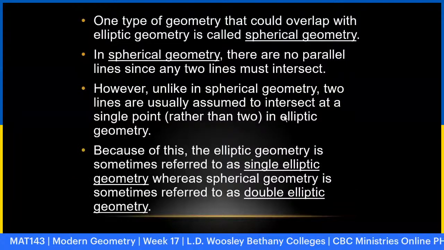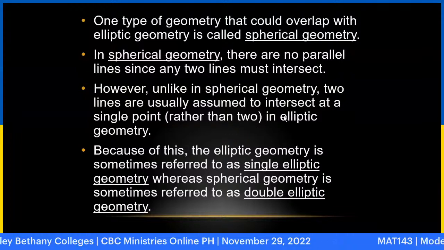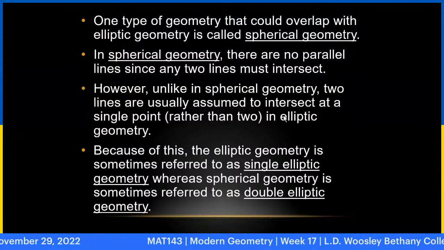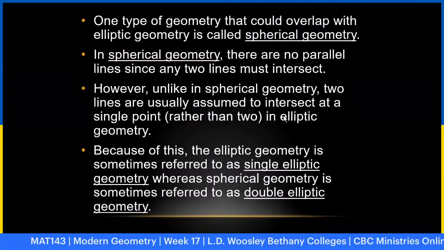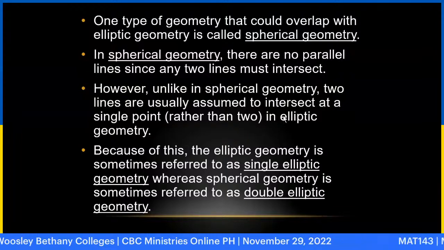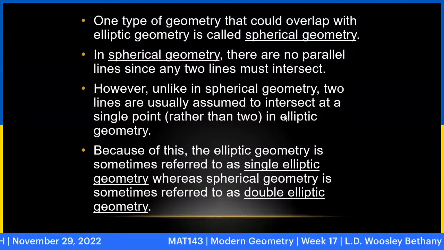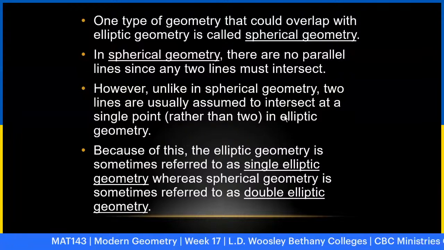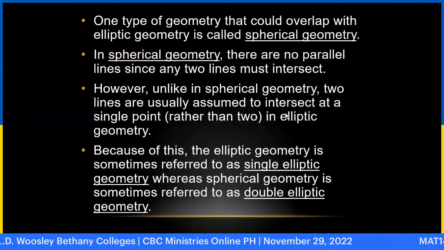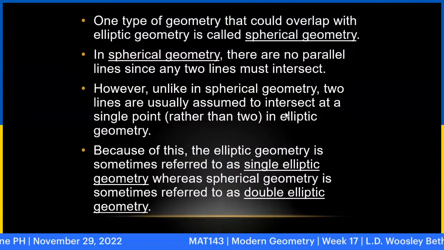One type of geometry that could be overlapped with elliptic is spherical. That's why sometimes they are interchangeable. In spherical geometry, there is no parallel line since any two lines must intersect also. As far as a model of a sphere and a model of an ellipsoid, basically they're the same. However, unlike spherical geometry, two lines are usually assumed to intersect at a single point rather than two in elliptic geometry. Yun yung kaibahan niya. So because of this, elliptic geometry is sometimes referred to as single elliptic.